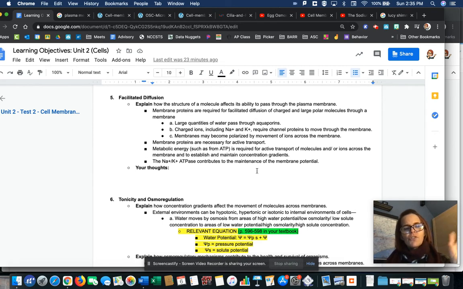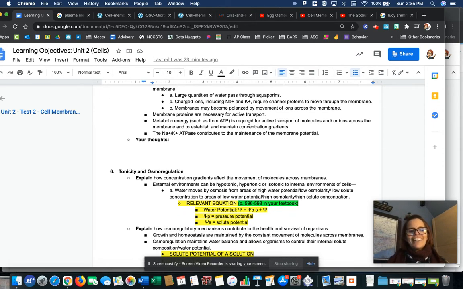Okay, facilitated diffusion, I already mentioned a little bit. Explain how the structure of a molecule affects its ability to pass through the plasma membrane. So remember that small nonpolar molecules can get through. Large polar molecules cannot, so they have to be helped through. Large quantities of water pass through aquaporins, so we know those, because that's my favorite word. Charged ions, including sodium and potassium, we're going to watch a video about that in just a second, require channel proteins to move through the membrane.